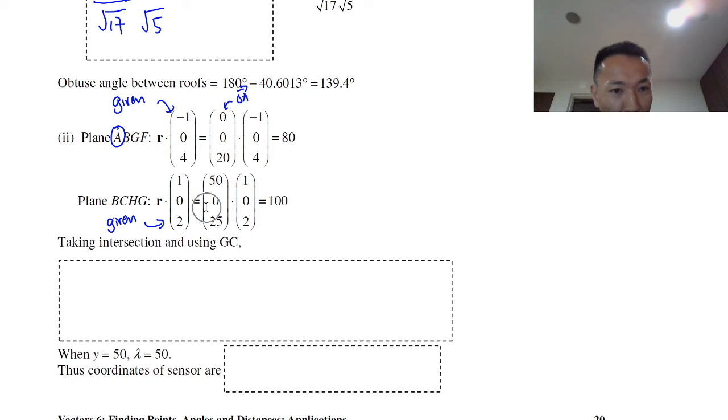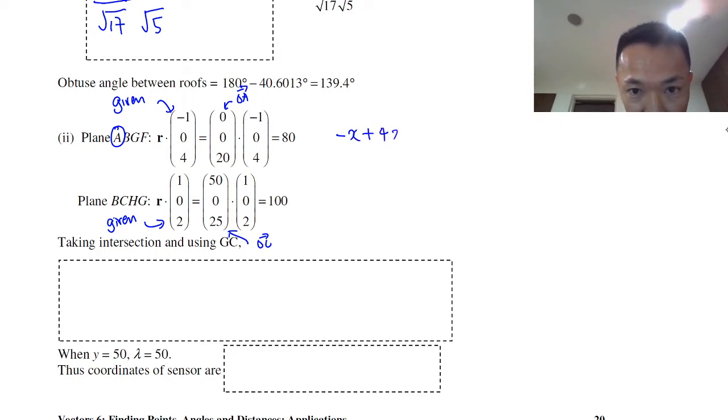Do we know a point on BCHG? Yes, we do. We know what OC is. So definitely we know the equation of this plane. You will use GC to solve. Maybe I write down the Cartesian equation for it to be clearer. You get minus x plus 4z equals 80.